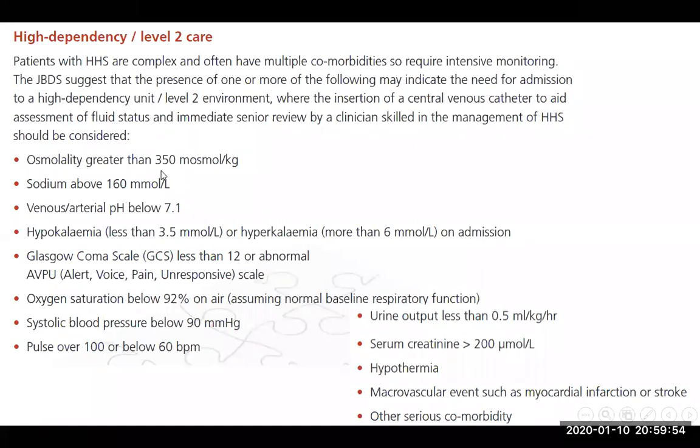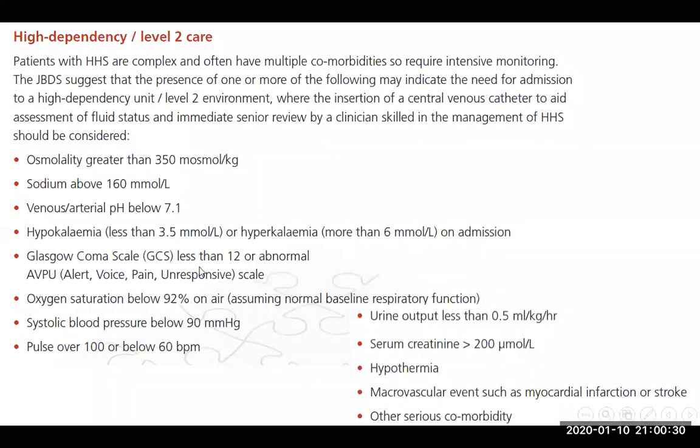Serum osmolarity is more than 350 milliosmolar per kilogram. Sodium is above 160 millimole per liter. This is different from DKA; this criterion is not present in DKA. The venous pH is less than 7.1, but in severe DKA it is less than 7. Hypokalemia is potassium less than 3.5, the same as DKA, but here they added hyperkalemia. If the serum potassium is more than 6, this is a severe hyperosmolar state.